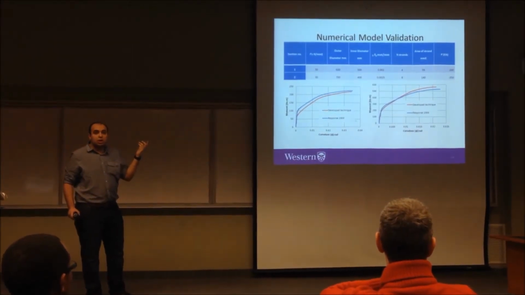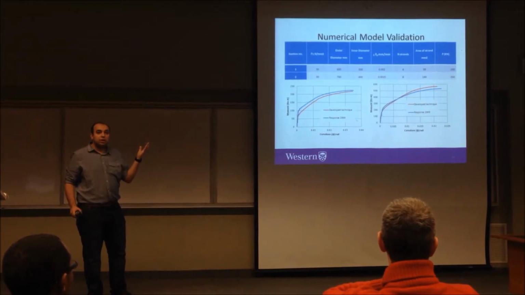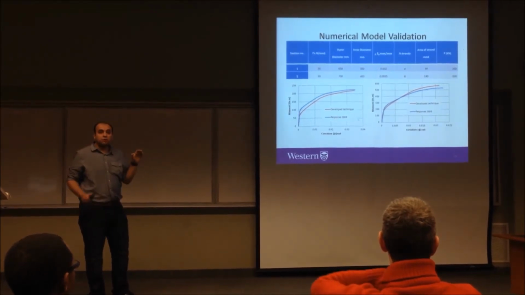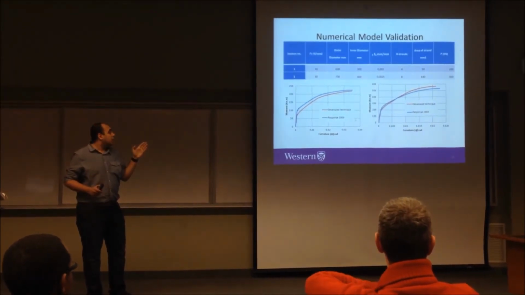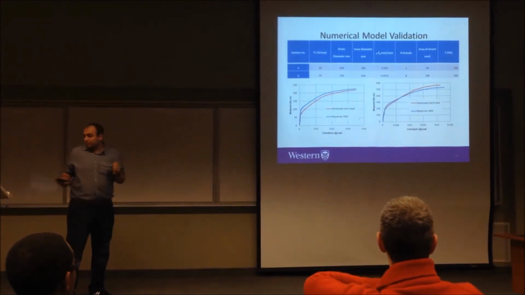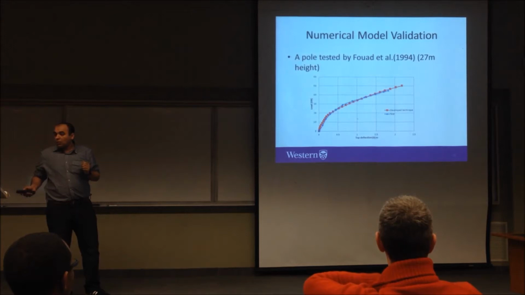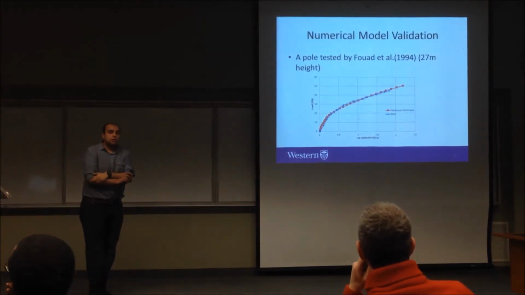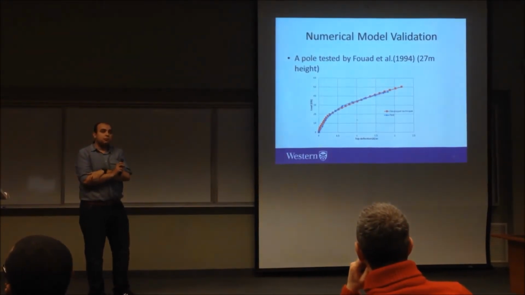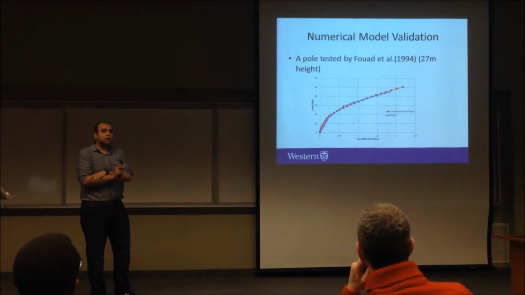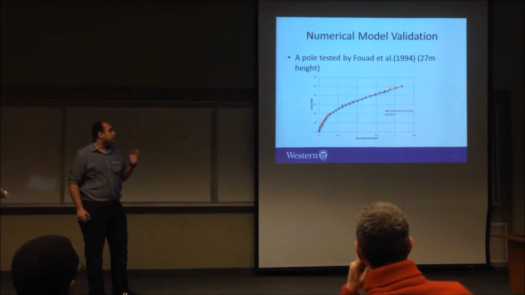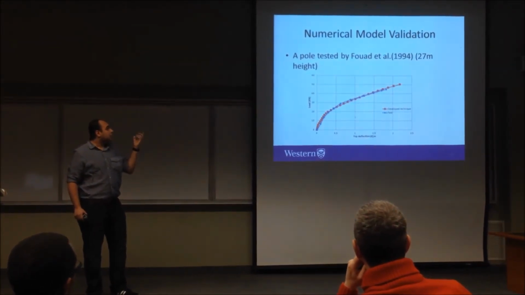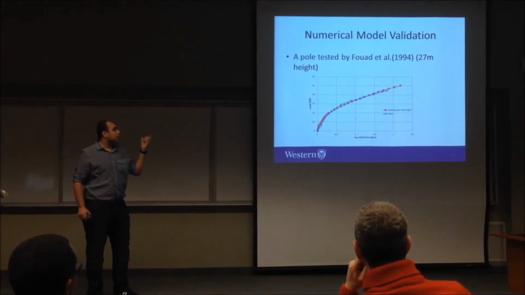two cross sections, so that the moment curvature diagram for a specific compression force can be obtained for such cross sections. By integrating the curvature along the pole height, we can get the top deflection, and for validating this technique, it was validated with a pole that was tested by Fayed et al.